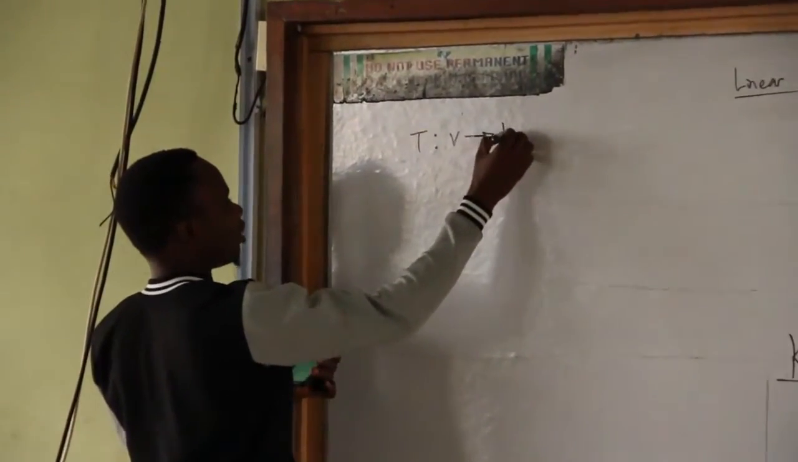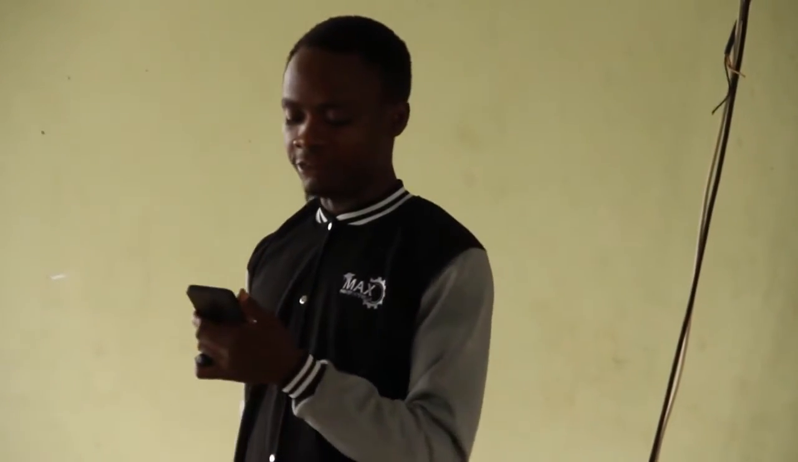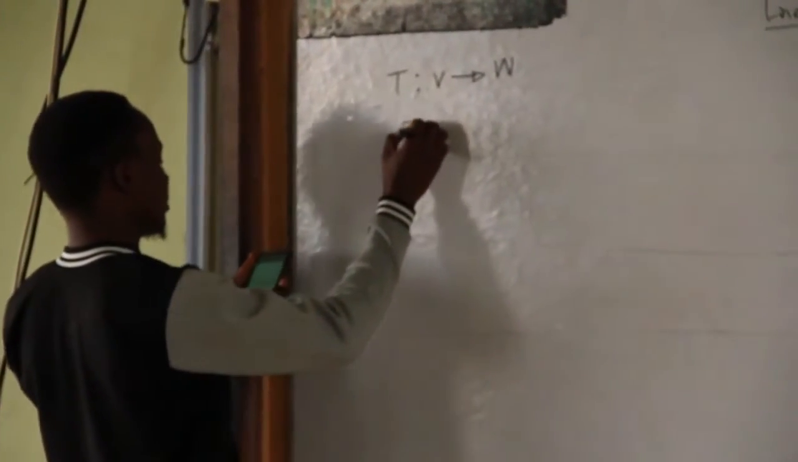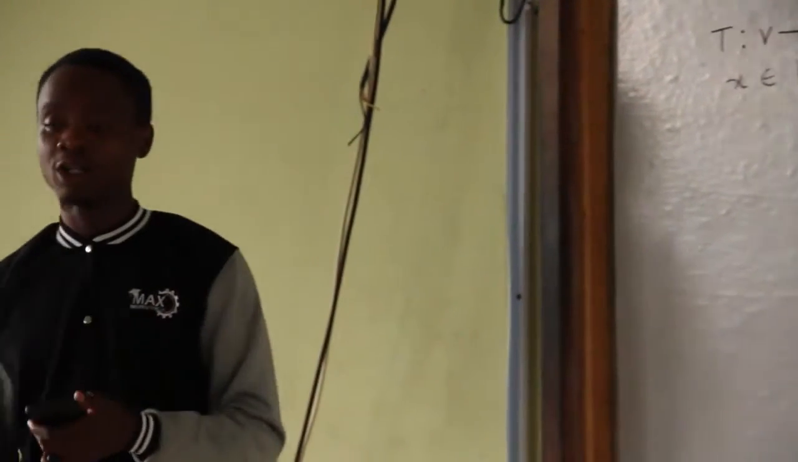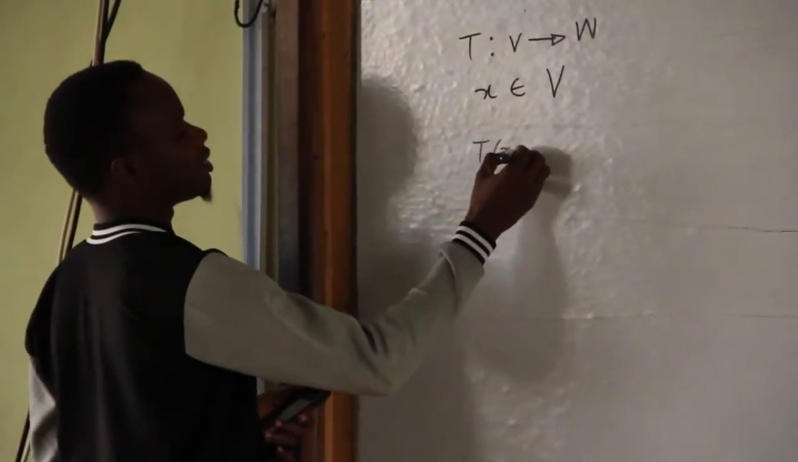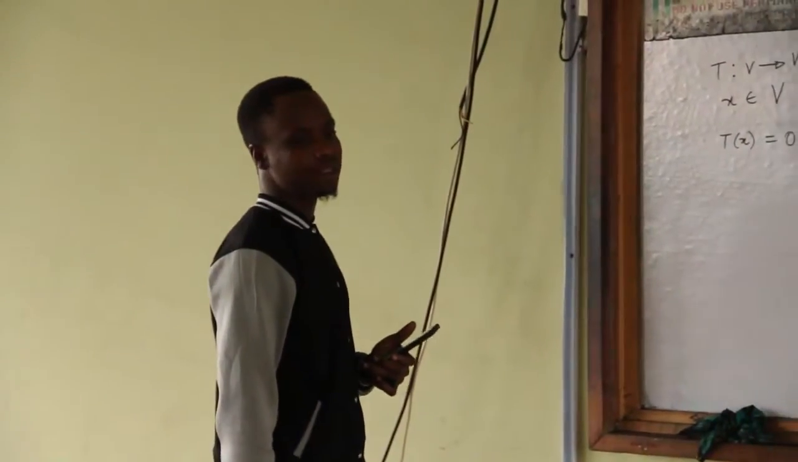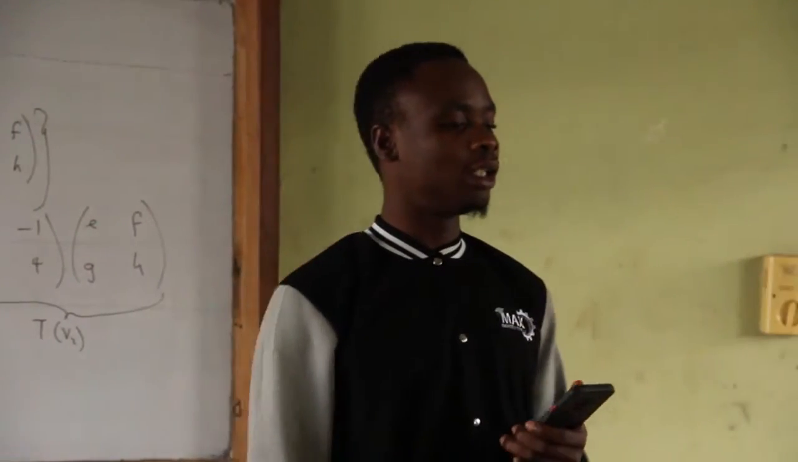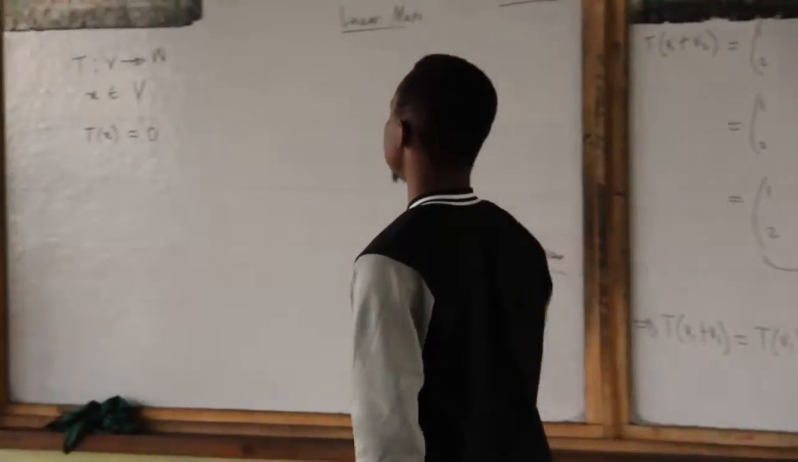Let T be a linear mapping from V to W. The set of all x, elements of V, such that T of x equals 0, is called the kernel of T. The set of all x elements of the domain V such that T of x equals 0 is called the kernel of T, and written as KER T.